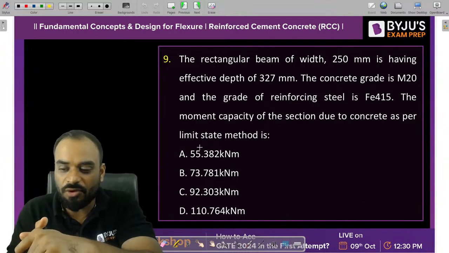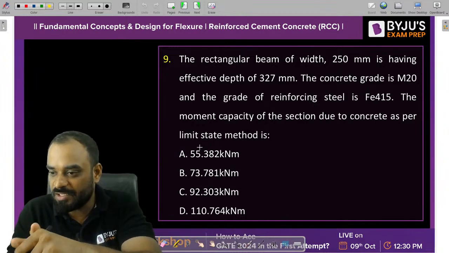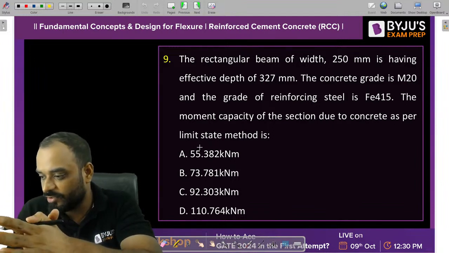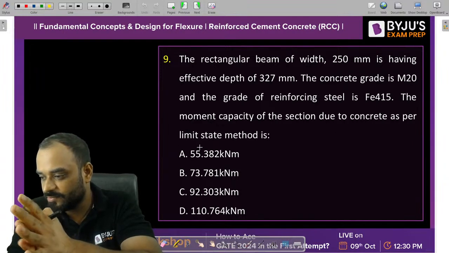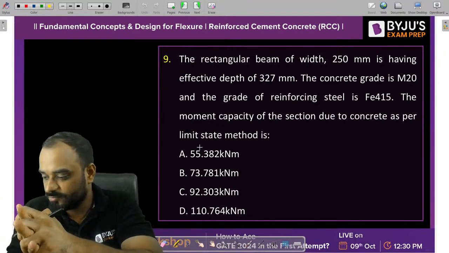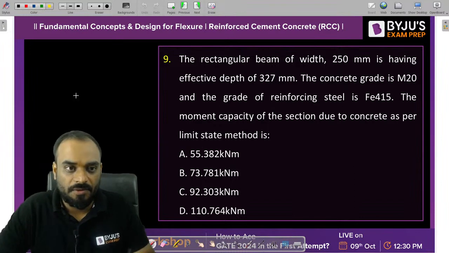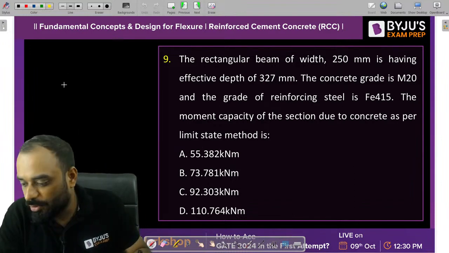You need to write some of the formula B. Okay, 73.781. Very nice, Santu. Very nice, very nice. Okay, so let's calculate it. It is a very easy problem, I think.